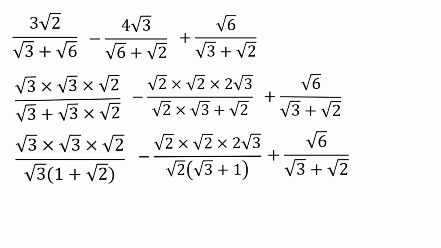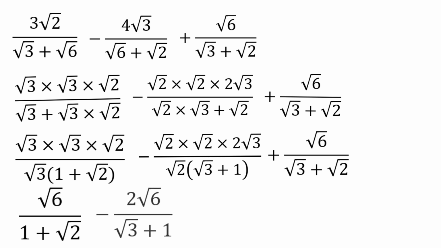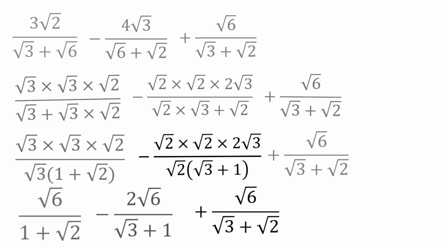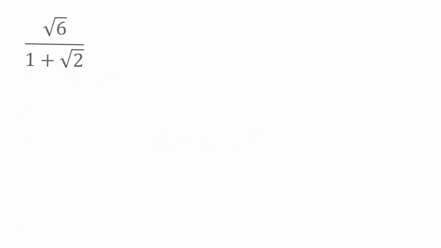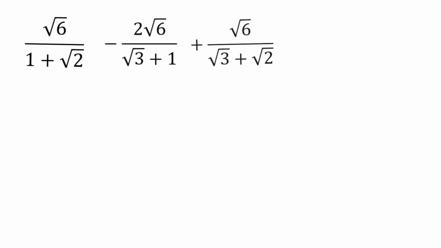Now in the first term, both in the numerator and denominator, we can cancel √3. Then minus, in the second term, √2 got cancelled, plus the third term √6 divided by √3 plus √2 as it is. Now we have √6 divided by (1 plus √2), minus 2√3 into √2, which is 2√6, divided by (√3 plus 1), plus √6 divided by (√3 plus √2).